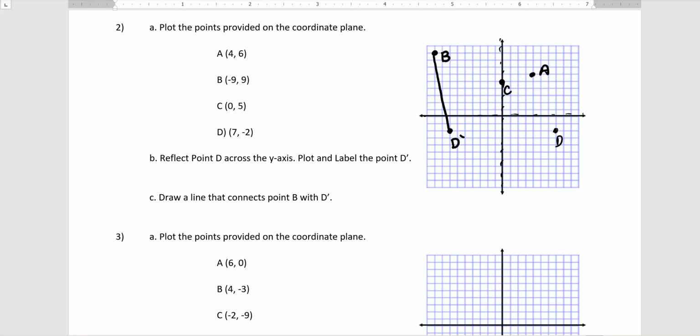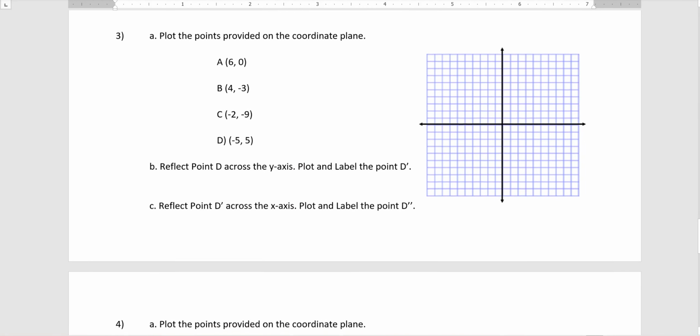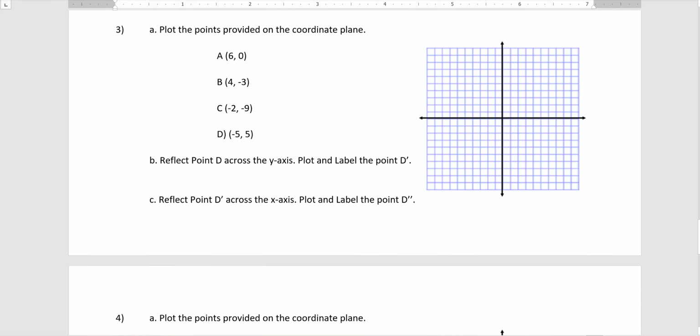All right, raise your hands if you have any questions. If not, why don't you guys go ahead and try number 3 on your own, and then we'll check that together. So go ahead and pause the video and then do number 3 and we'll check it together.